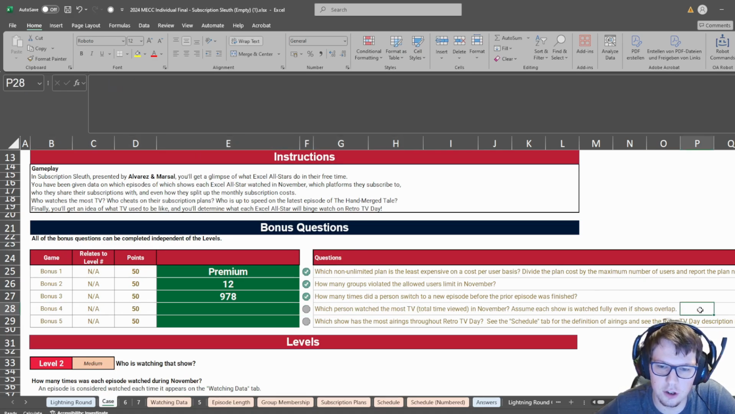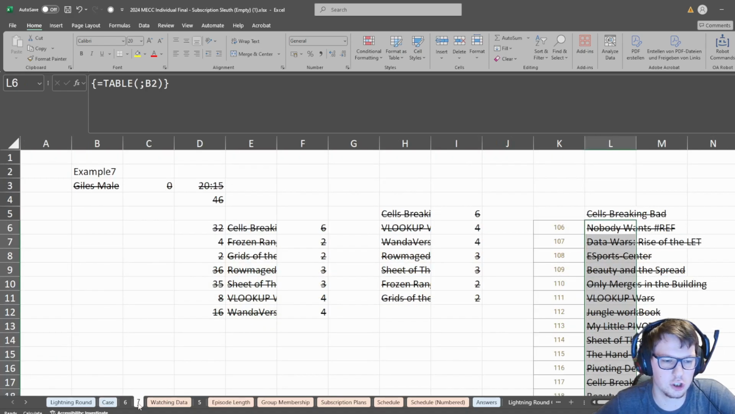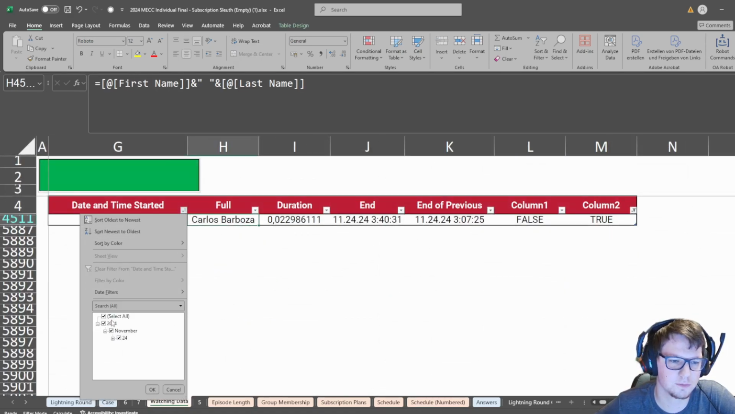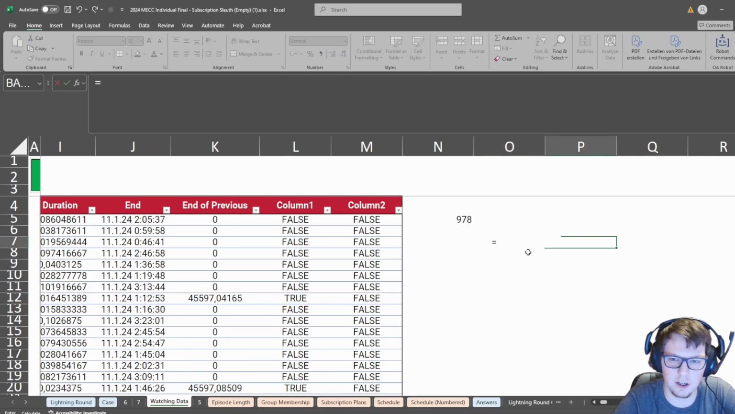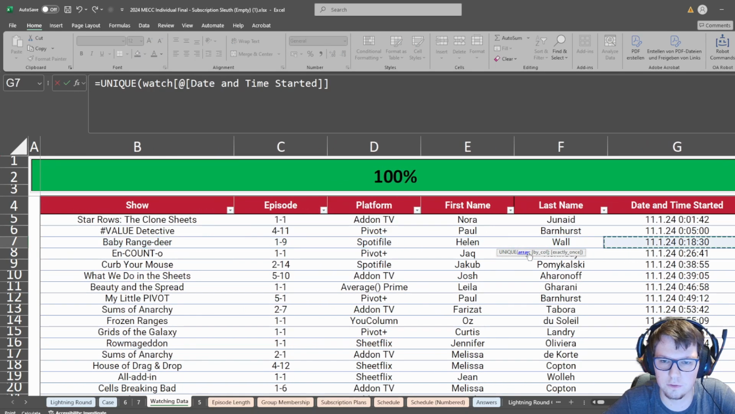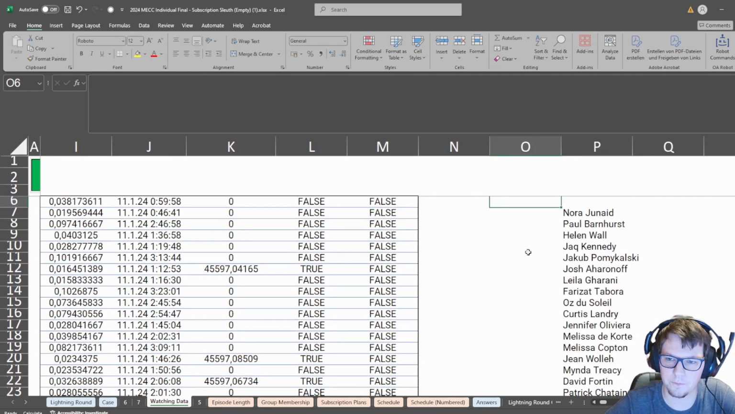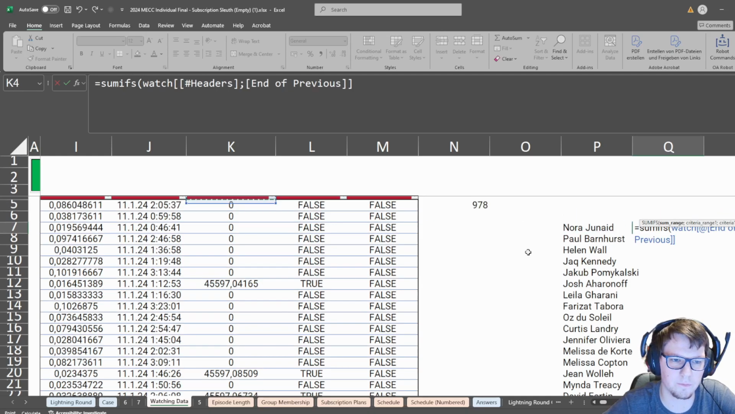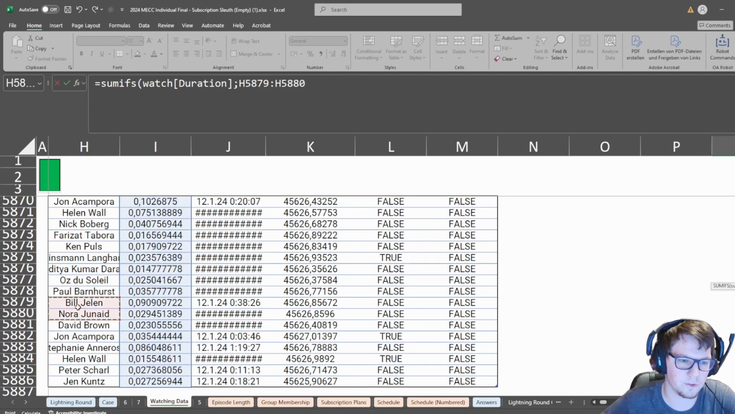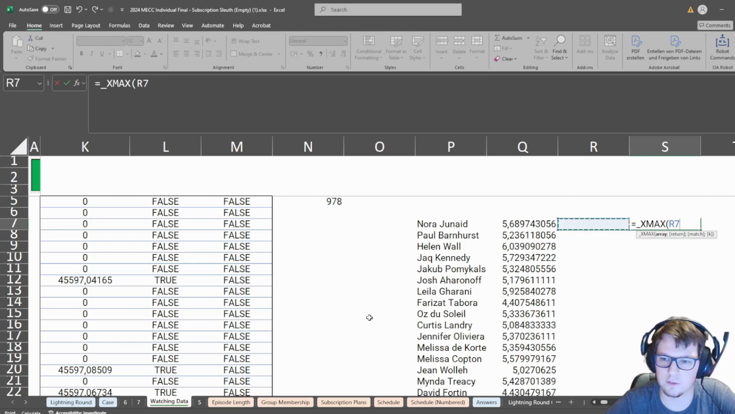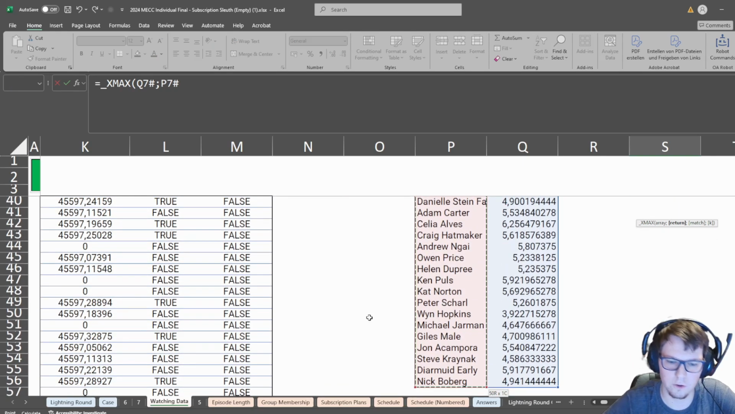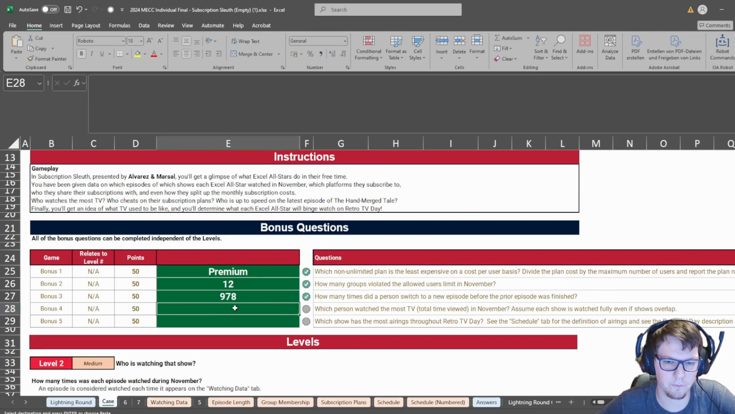Which person watched the most total TV time in November? Assume each show is watched fully, even if shows overlap. And by now we are really almost finished. We just need to undo this filter and get the unique full names and sum the duration if the full name is equal to this. And now we want to XMAX this, return from right here, Premier Vessels as the person that has watched the most TV, is from South Africa, I think.